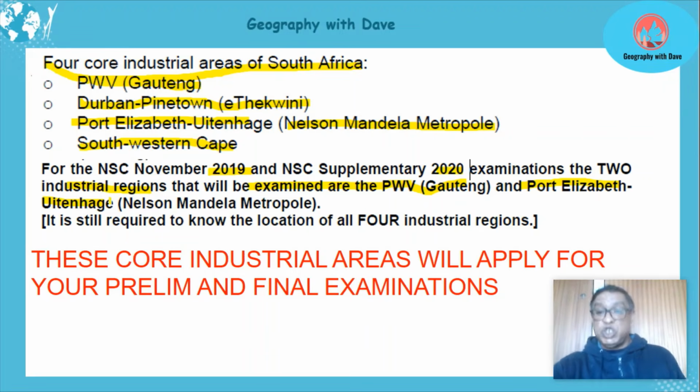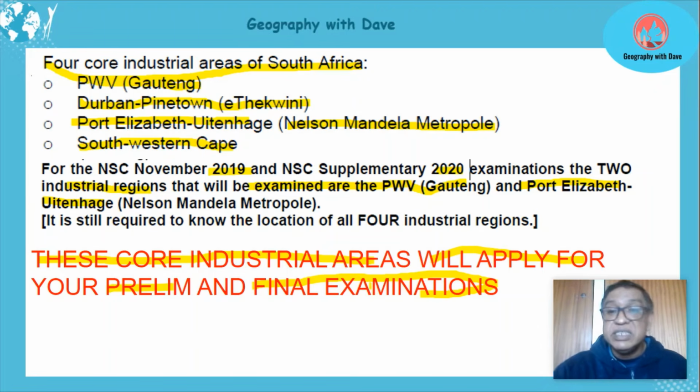Now, just to let you know, I'm sure you will know this already because you've got excellent educators and you are excellent yourself, these core industrial areas will apply for your prelim and final exams. So maybe the 2017 exam guideline did not mention this, but it will apply for the end of the year. And it says, although we're focusing on this, you still need to know the location of all four industrial regions. Where are they located? So that's important. But your main focus is on the PWV and the Port Elizabeth Uitenhage area.